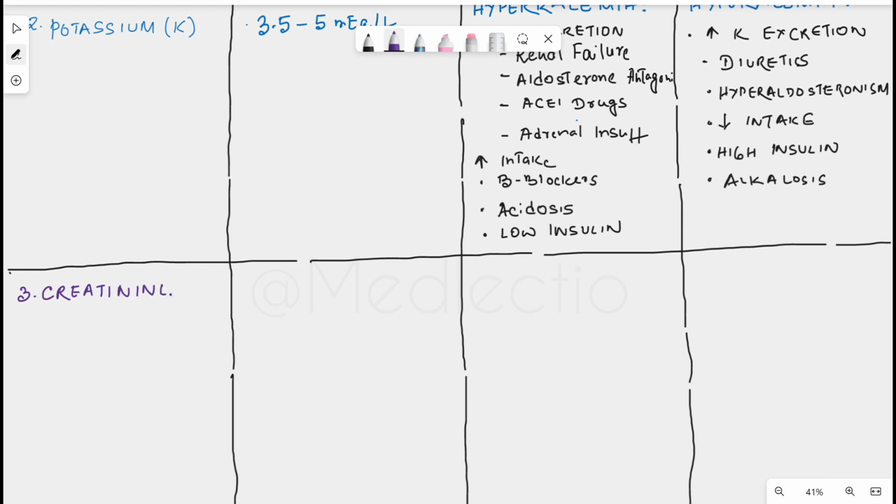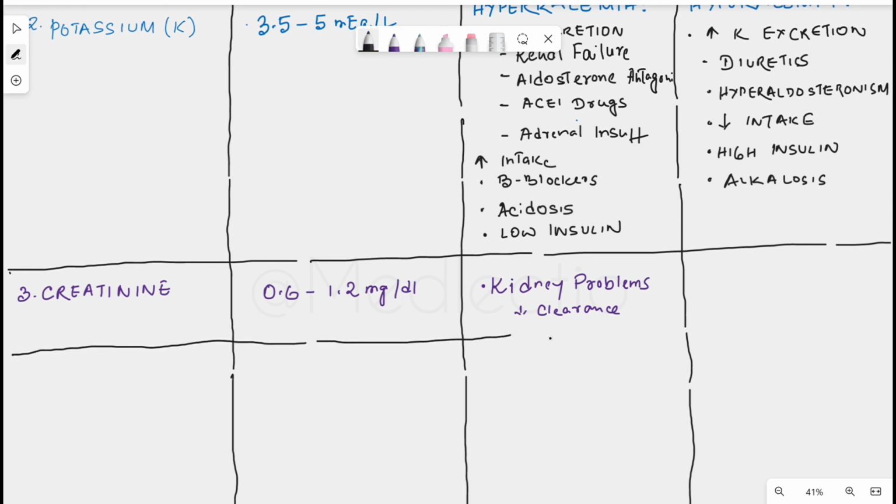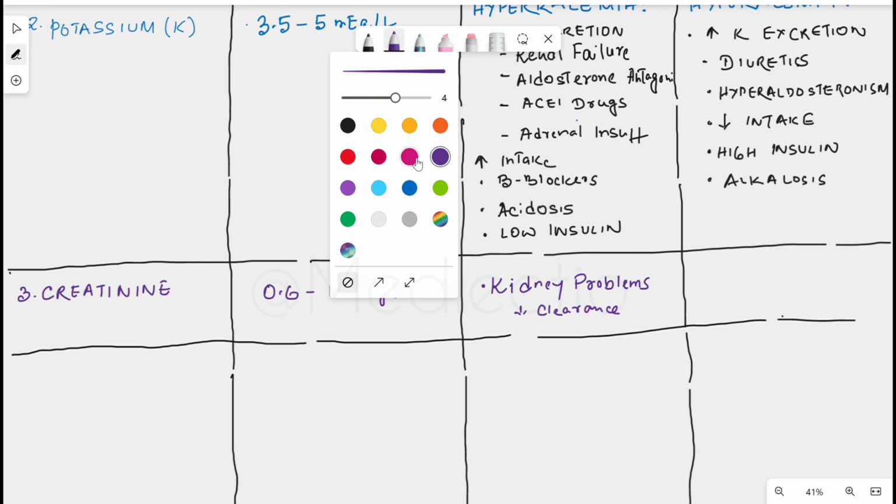Next one is creatinine. It's pretty much used in daily life. The normal range is 0.6 to 1.2. It shows how your kidney is functioning. If it is increased in your blood, there is a kidney problem. For CT scan or MRI, if you are using dye, you need to check the creatinine. If it is more than 1.6, then you cannot do any investigation which includes dye, like CT coronary angiography or MRI with dye.